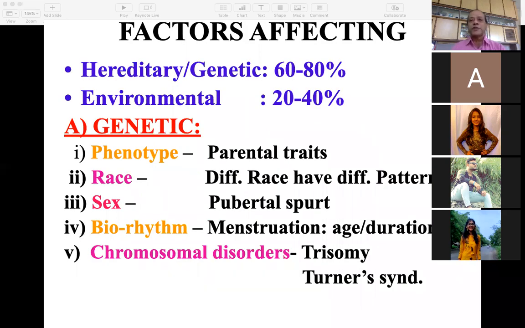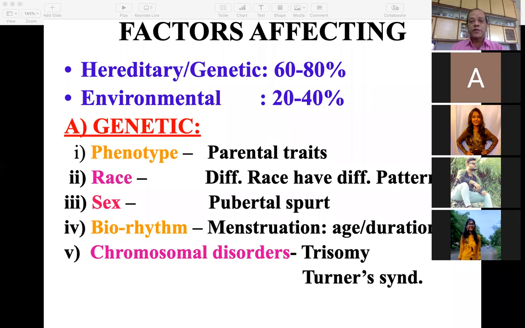Now, what are the factors which affect growth and development? 60 to 80% of growth and development is decided by the genetic or hereditary factor. But at the same time, please remember 20 to 40% is environmental factors which will affect growth. The genetic factor will determine the phenotype, that is parental traits. It varies from race to race. So different races have different patterns. Like we know the Asian race, we have the American race, European race, all these races, they have different growth and development parameters.